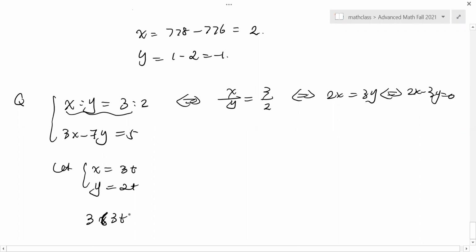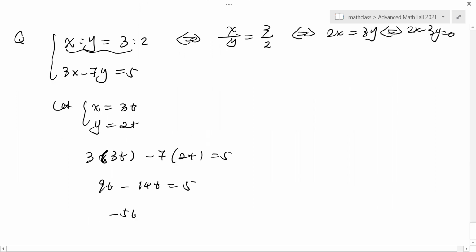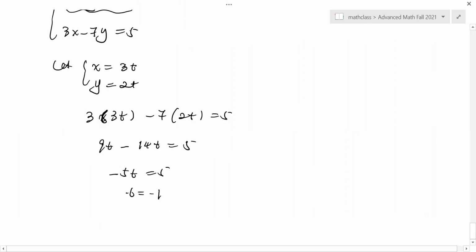So 3x is going to be 3 times 3t, and 7y is 7 times 2t, equals 5. So I get 9t minus 14t equals 5, and that will be negative 5t equals 5. t is going to be negative 1. If t is 1, then you get x and y very simply. If t is negative 1, then x is 3t, y equals 2t. So you can write down the answer: x is negative 3, y equals negative 2.